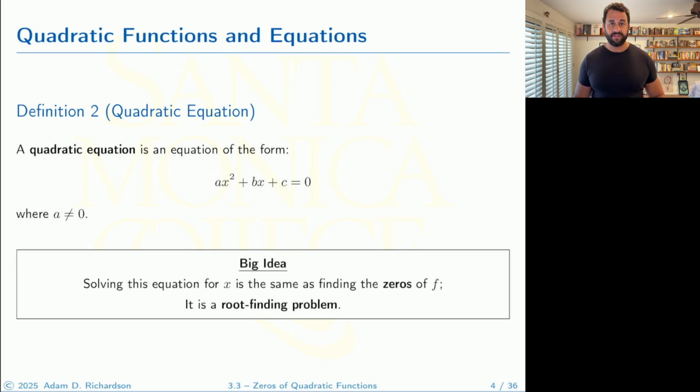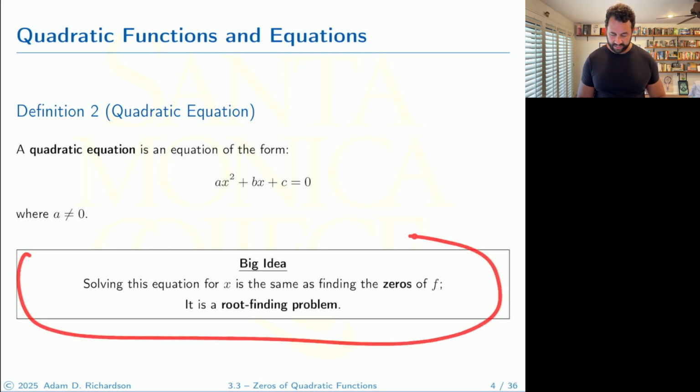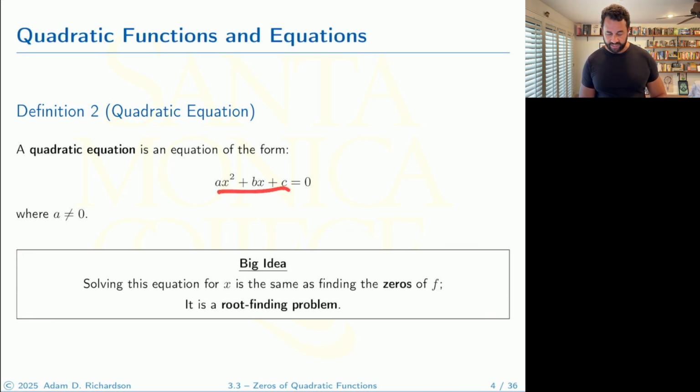And the big idea for this section is right here in the box. So solving this equation here for x is the same as finding the zeros of a quadratic function. It's the same thing. And this is literally a root finding problem, which is what we talked about in the previous section. So today we're essentially looking at a very specific kind of root finding problem, finding the roots of a quadratic equation, or equivalently, finding the zeros of a quadratic function. So that's what the whole lesson is about today.